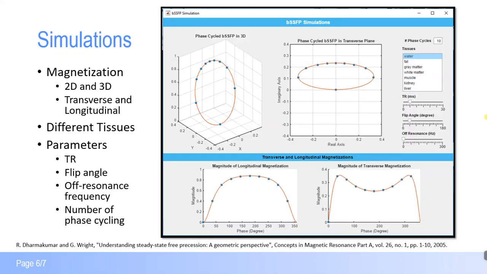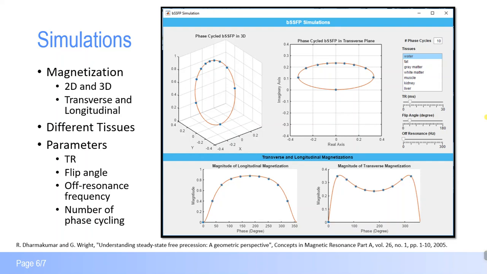To demonstrate the phase cycled bSSFP, I prepared a simulation application in MATLAB. This is the user interface of the application. The two upper figures demonstrate the magnetization vector in three-dimensional space and the transverse plane. The two bottom figures provide magnitudes of the longitudinal and transverse magnetization of the upper configuration.